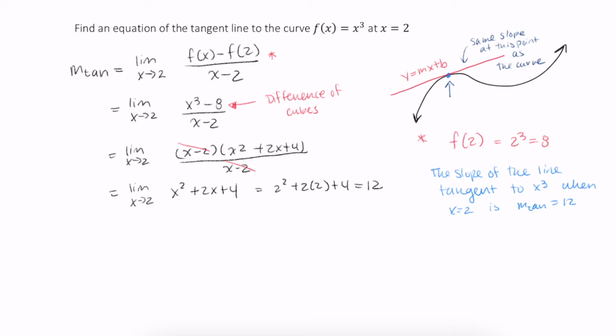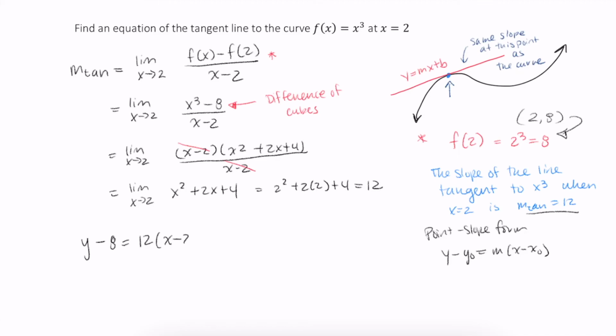All right, so now let's go ahead and find an equation to this line. So we're going to use the point slope form of a linear equation, which is y minus y naught equals m times x minus x naught. And in our case, our point is 2, 8. That's our ordered pair that we're looking at, and our slope is 12. So we have y minus 8 equals 12 times x minus 2.